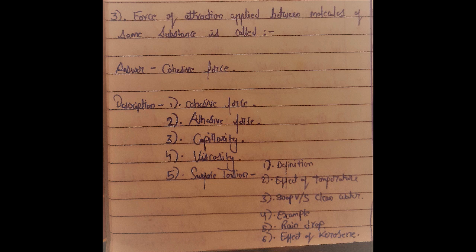Now surface tension. The property of a liquid by virtue of which it tries to minimize its free surface area is called surface tension. Effect of temperature: surface tension decreases with rise in temperature and becomes zero at the critical temperature.